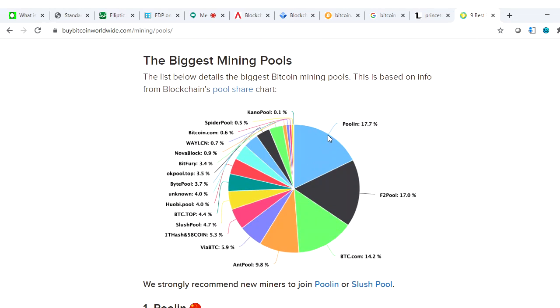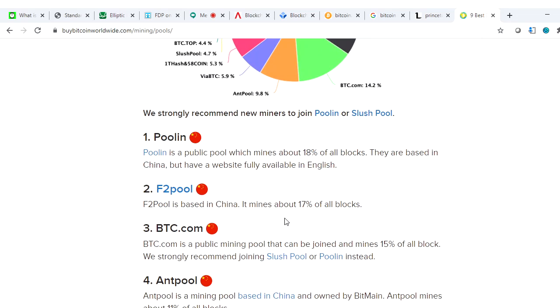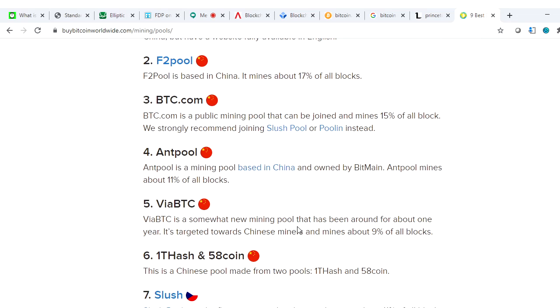So the biggest mining pool is Poolin. 17.7% of mining operations are done by this Poolin company or Poolin group. Next is F2Pool and BTC.com, and these are the various different percentages of the pool capacity they have. So you look at the popular pools like Poolin or F2Pool or BTC.com or Antpool. All these top pooling organizations are available with China via BTC or OKEx hash, etc.